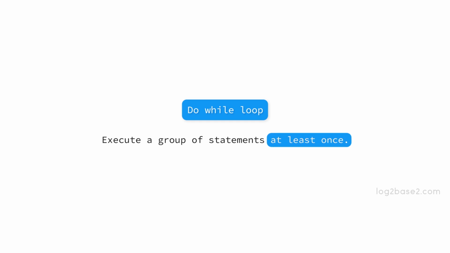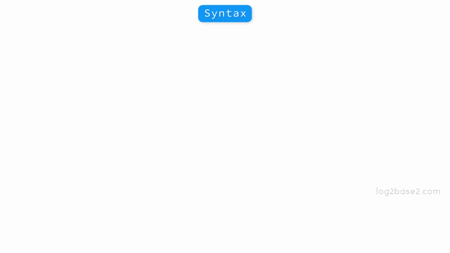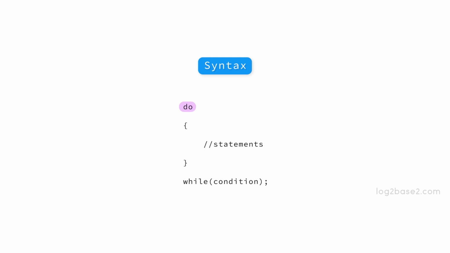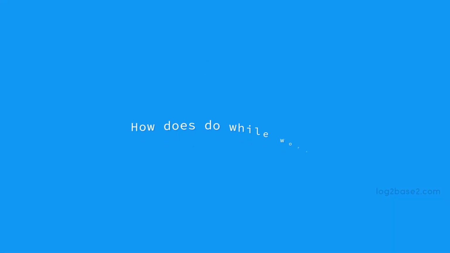We can use the do while loop in cases where we want to execute a block of statements at least once. Now, this is the syntax of the do while loop. Write do, then statements within curly braces, and then while condition semicolon. Now, let us see how do while works.